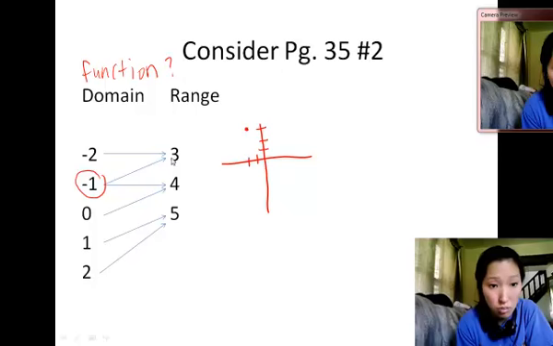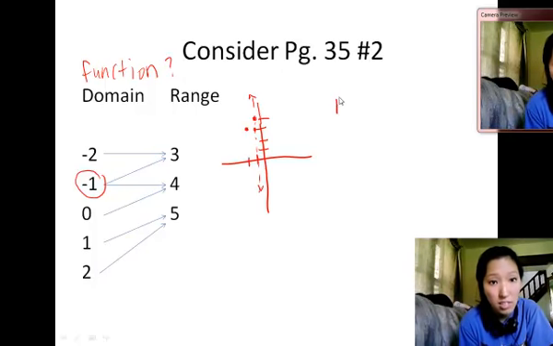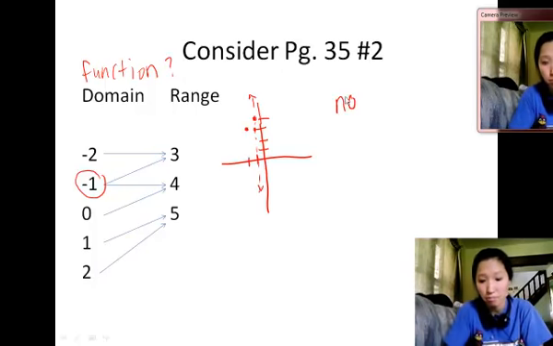-2 is attached to 3. -1 is attached to 3. That's okay. Still passes the vertical line test, but now that -1 is also attached to 4, bad X. You just failed the vertical line test. So this graph right here, no, this is not a function.